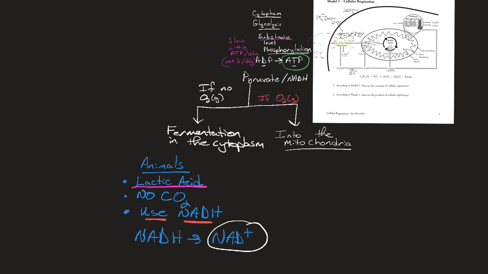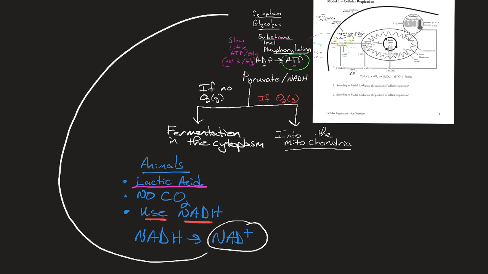The reason you do it is so that you can get NAD+ back, so it can come back to glycolysis and take up another electron, so you can keep making 2 ATPs at a time. Because if you don't do it, you're going to run out of NAD+, and that means the whole chain stops. The whole pathway stops. So you have to keep doing it.